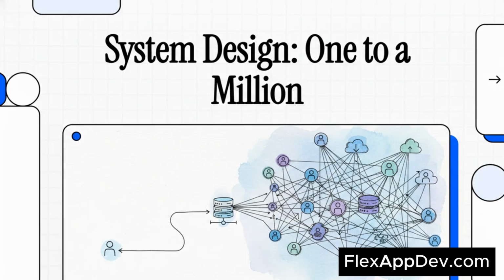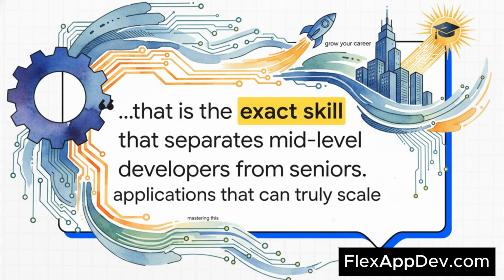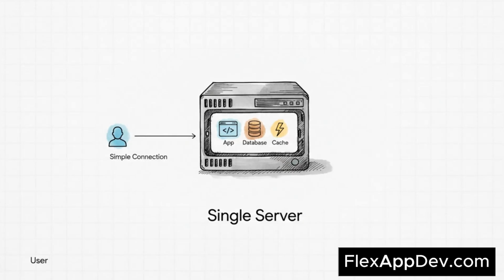So let's break down system design. We're going to go from just one user all the way to a million. Because look, this is the exact skill that really separates mid-level developers from the seniors out there. Every huge system starts out simple. We're talking everything, your whole app living on just one single server.